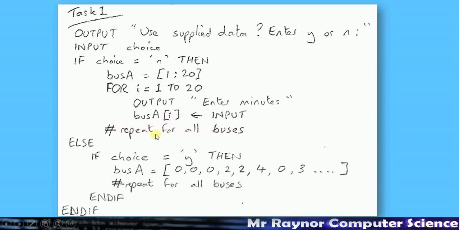And in the exam, I very much doubt they'd ask you to repeat code over and over, you know, bus B, bus C, bus D. That would be silly. So chances are they'll just ask you to do it for 1 or 2 buses. Okay, so that's task A done really.